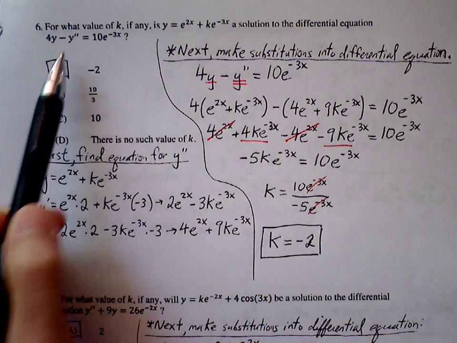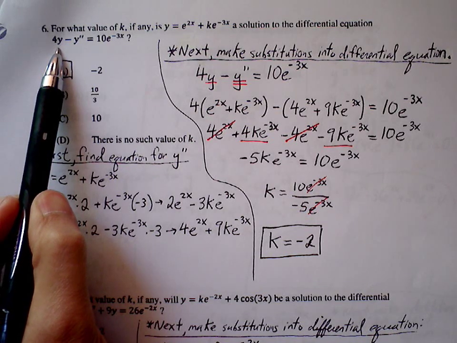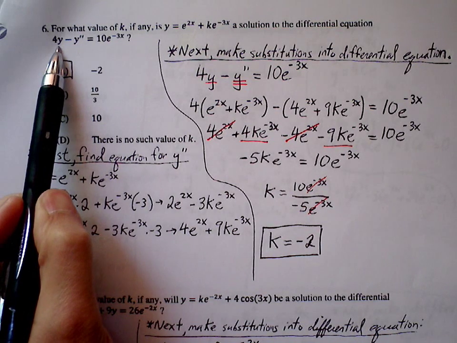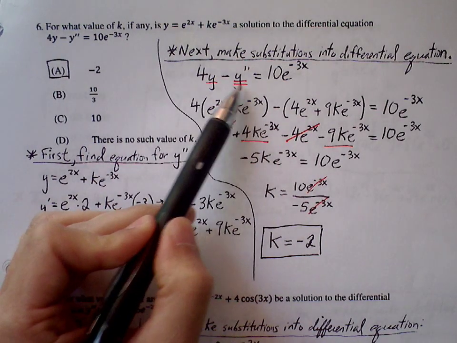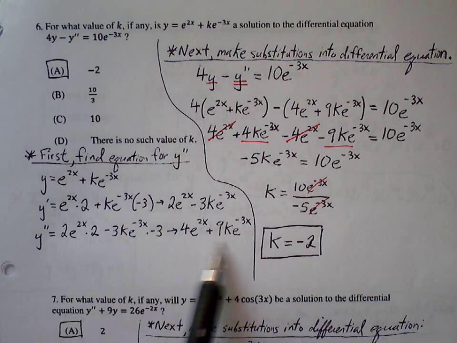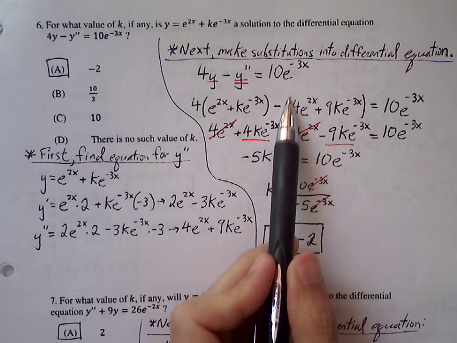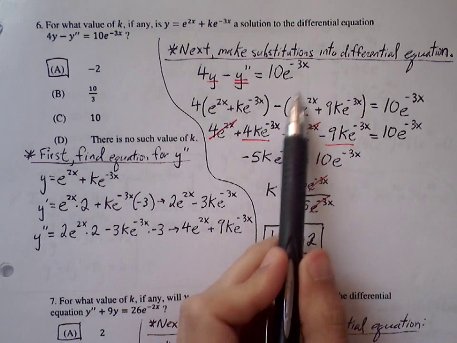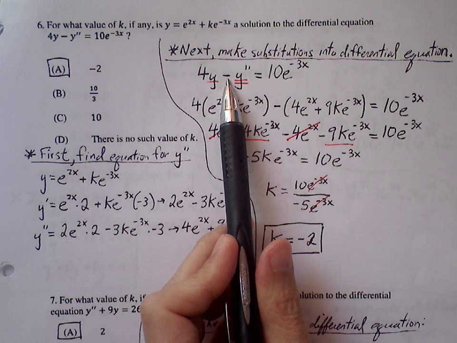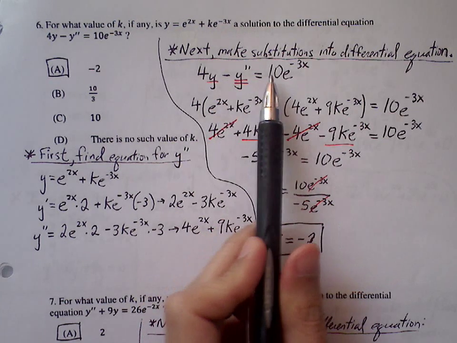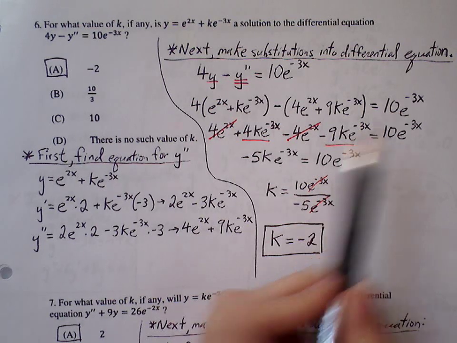Let's make our substitutions back into this differential equation and see if we're able to solve for k. So replace the y with the original equation. Replace the y double prime with what we found down here, 4e to the 2x plus 9k e to the negative 3x. Let's be careful. Separate these out using parentheses so that this negative will end up being distributed through both terms. And then 10e to the negative 3x, we can just leave it in that form.